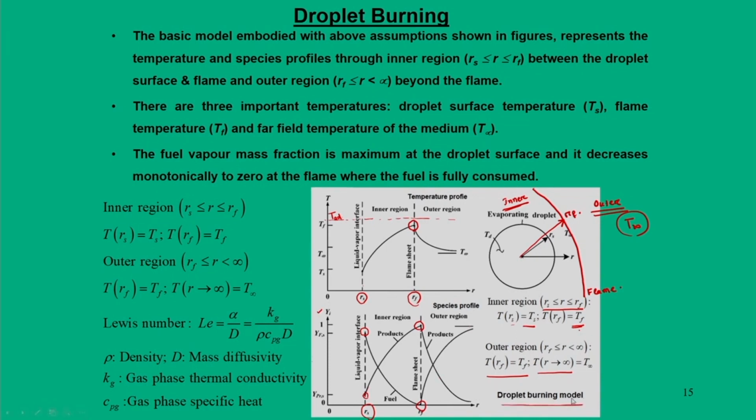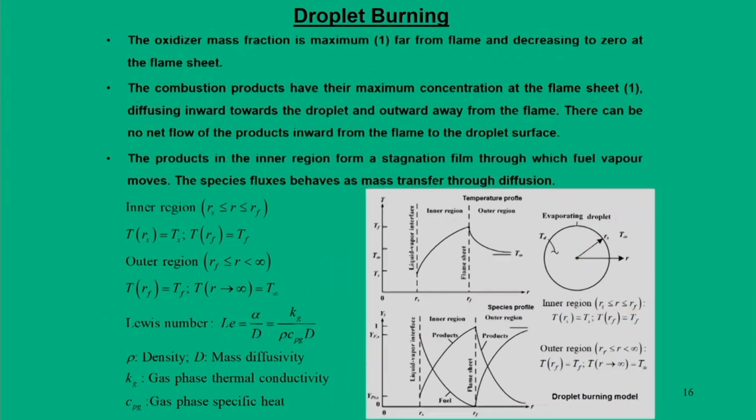So, this is what we call the droplet burning model, and in this case one important point to be noted is the Lewis number, which gives the combined effect of mass diffusivity and thermal diffusivity. That is the ratio alpha by D, and alpha, the thermal diffusivity, is rho Cp by K. Okay, so based on this, I think I have explained this.